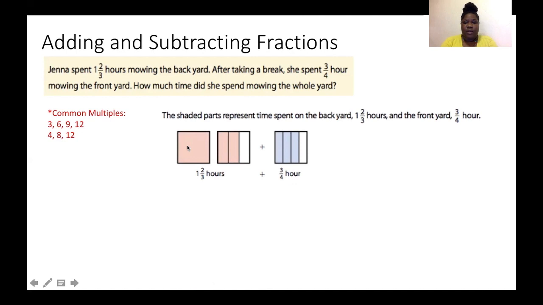So I'm going to use a model of squares this time. This represents one whole. This represents 2/3 because this whole is broken into 3 pieces and 2 are shaded. So this represents the time she spent on the backyard. Plus, we have the other model, the square, same size, same shape as these other squares. It has 4 equal pieces and 3 are shaded.